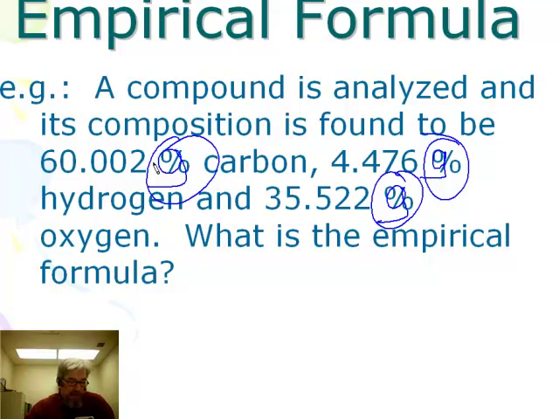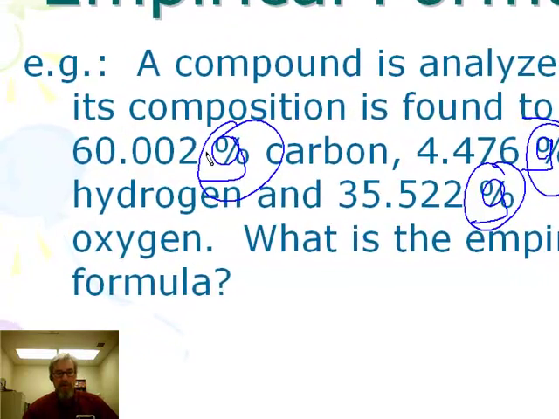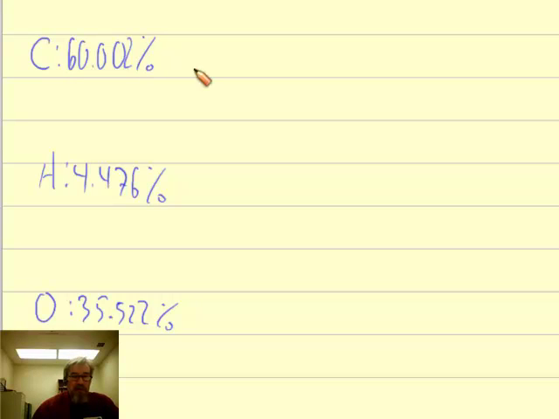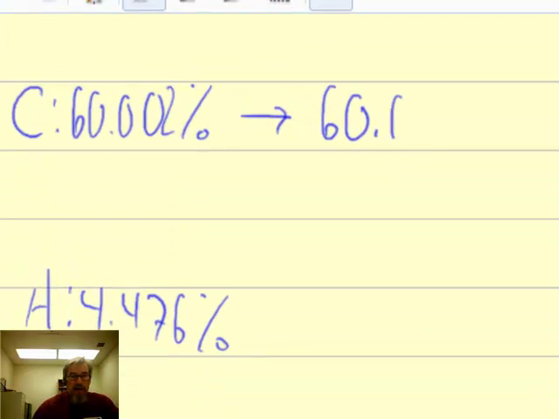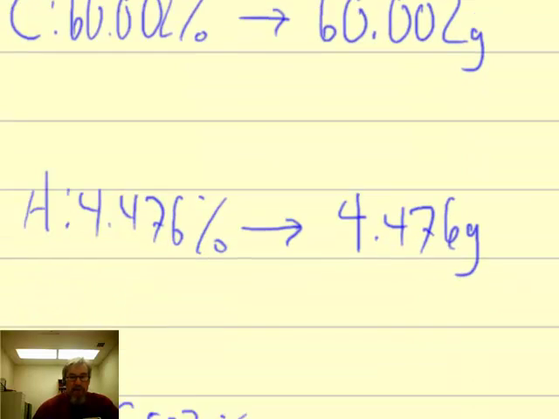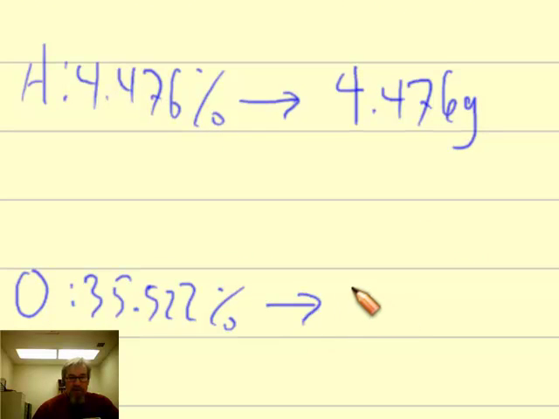So let's do this problem. Figure out the empirical formula for this compound. Okay, it's 60.002% carbon. So here's what that means. In a 100-gram sample, you'd have 60.002 grams of carbon. Hydrogen, 4.476% means 4.476 grams in a 100-gram sample. Same thing for oxygen. 35.522% means 35.522 grams would be in a 100-gram sample.